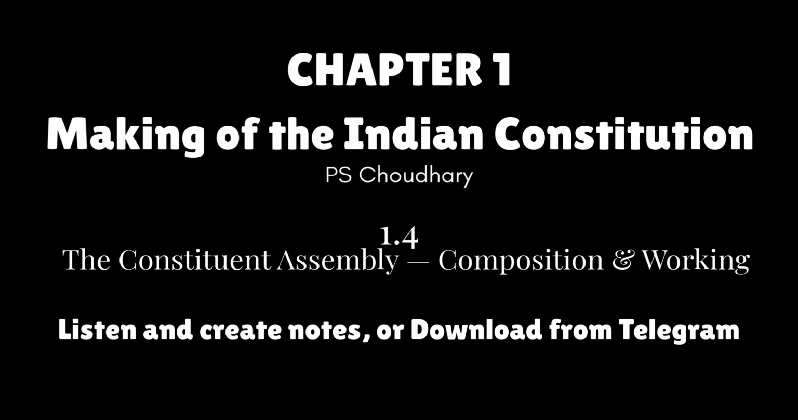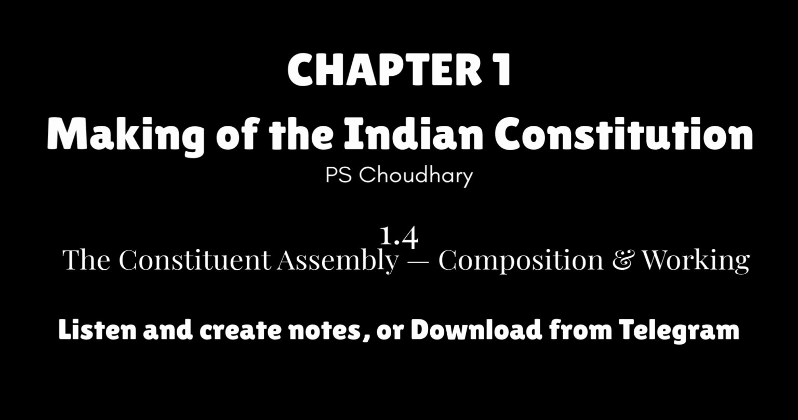Now the next important question is this. How was the Constituent Assembly actually formed, and how did it function? Let us understand this step by step. First, it is important to remember that the Constituent Assembly was not elected directly by the people. You might wonder why. The reason is simple. In 1946, India did not yet have a system of elections based on universal adult franchise. Conducting nationwide direct elections was not practically possible at that time.